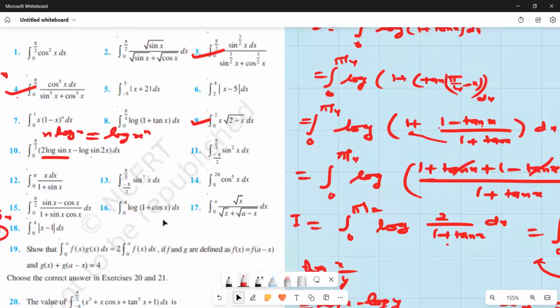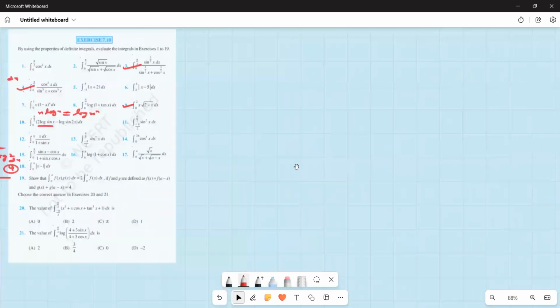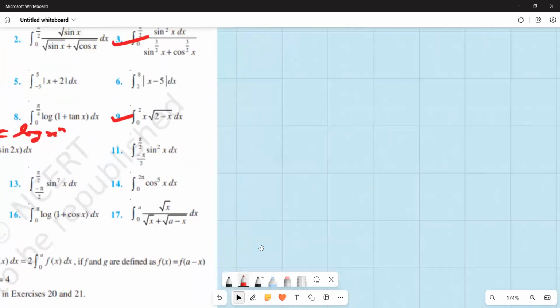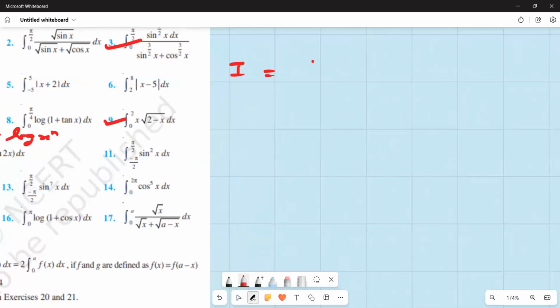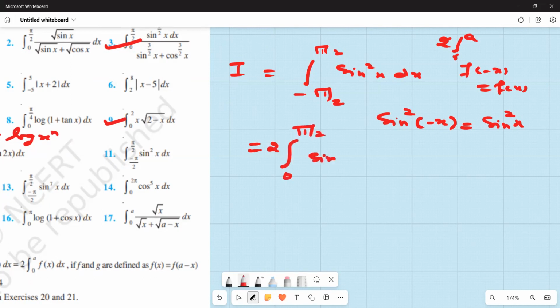Next question, 11. The eleventh question is I is equal to the integral from minus pi by 2 to pi by 2 of sine square x dx. Now, if I put sine square of minus x, what is that? Sine square x, no? So isn't it an even function? So if we use the even function property, f of minus x is equal to f of x, what do we do? Twice of 0 to a. So minus a to a will become twice of 0 to pi by 2 sine square x. So isn't it the same as the first question?